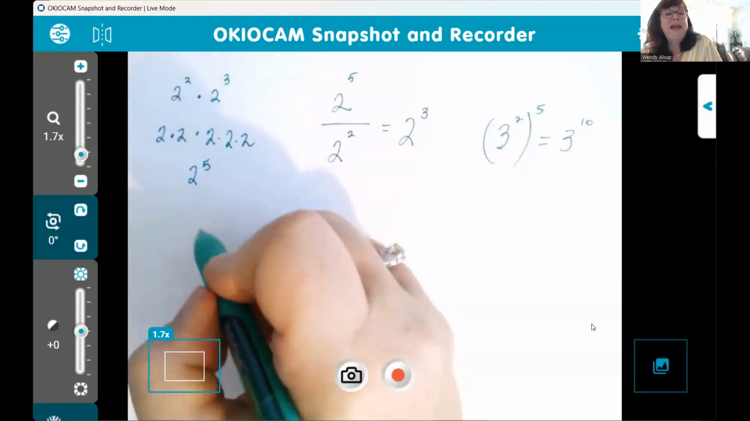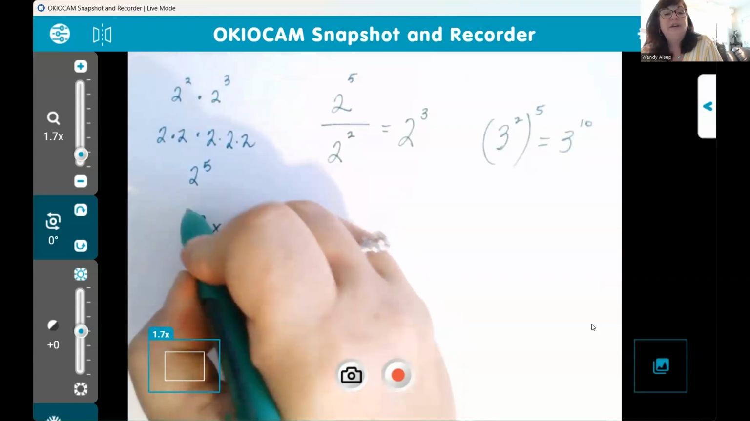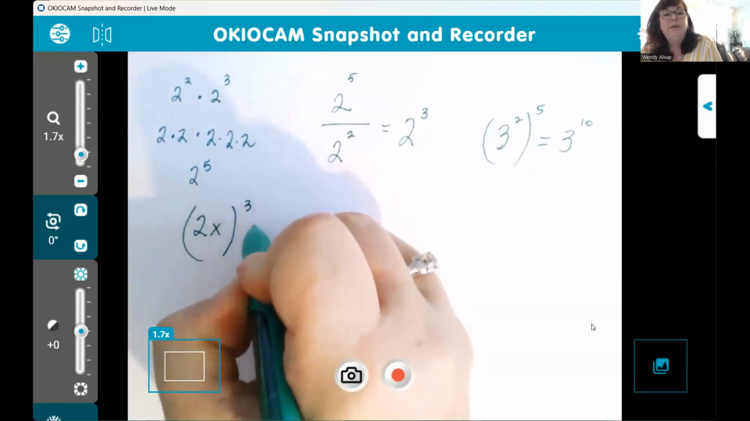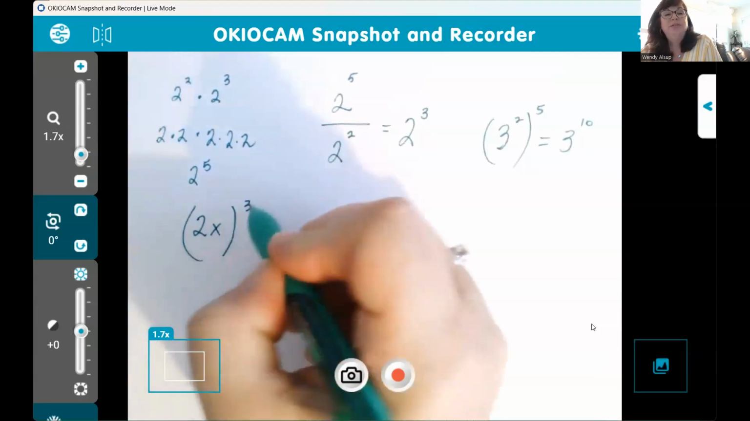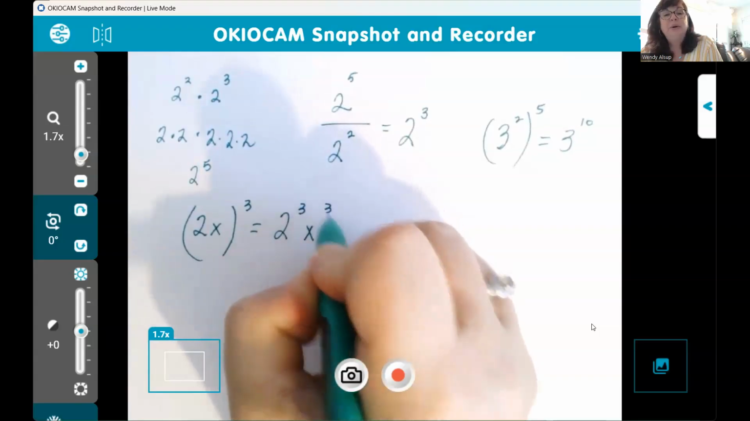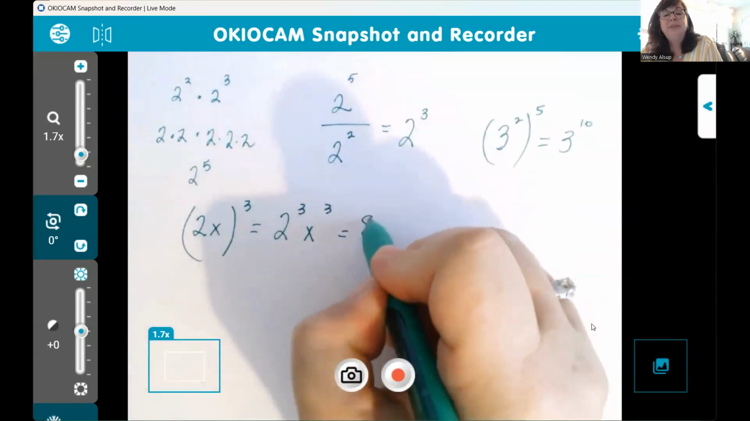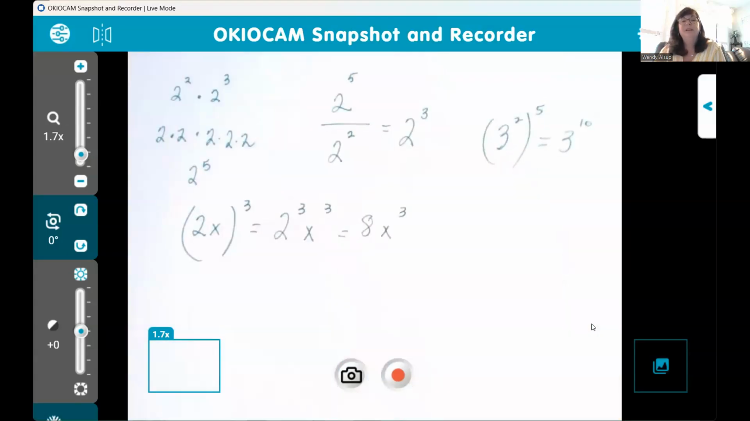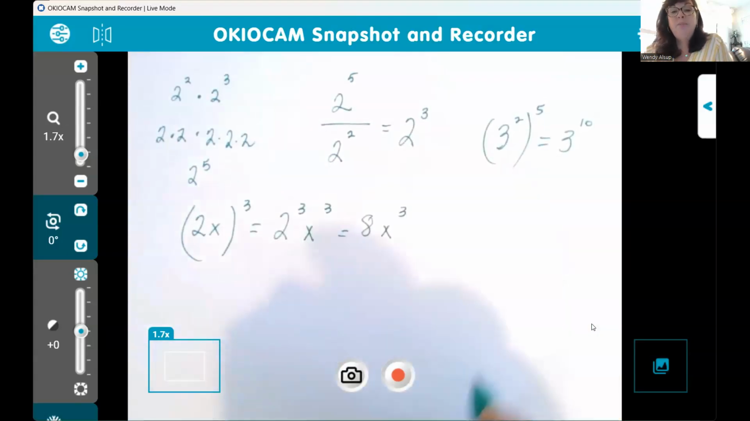Or if you had 2x raised to the third power, you raise both parts to the third power. This is 2 to the third power, x to the third power, or 8x cubed, okay? One more.